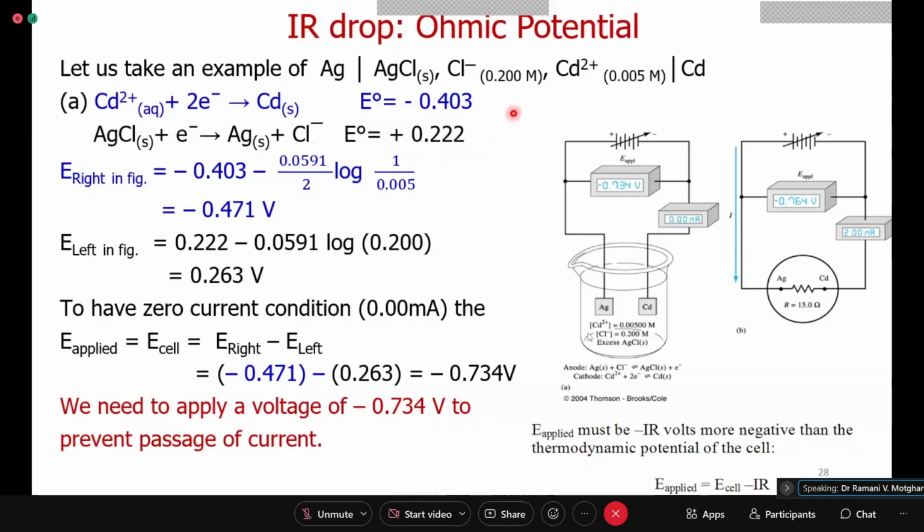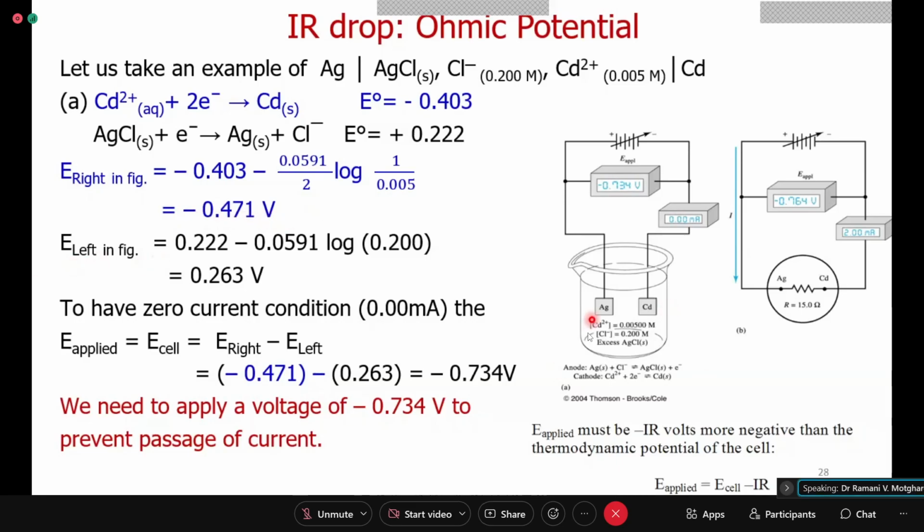Now, what is seen from here? If the E naught values are seen, this will undergo oxidation, and at this place, reduction will take place. So, E right in the figure, this is the cadmium one. It is minus 0.403 minus 0.059 by 2 log of 1 by the concentration of cadmium ions, that is 0.005 is written here. Okay, so your E right comes out to be minus 0.471 volt.